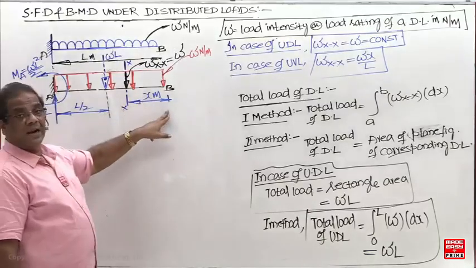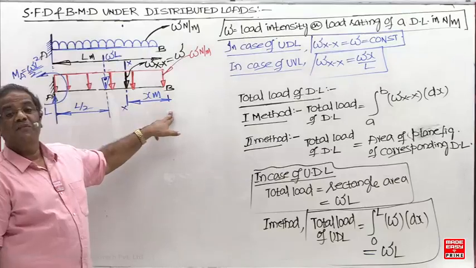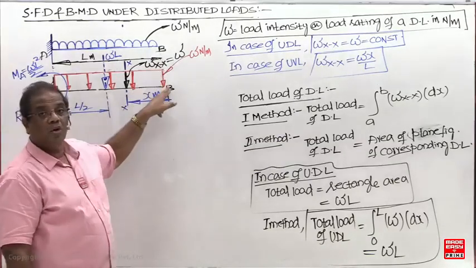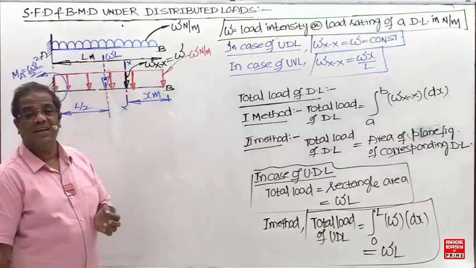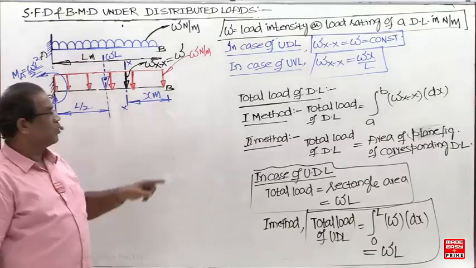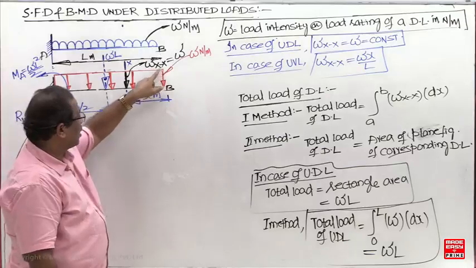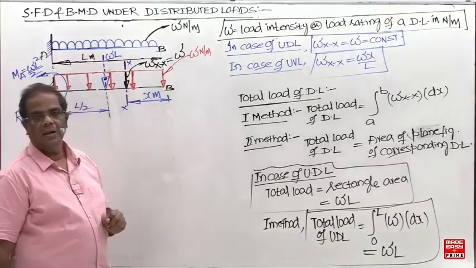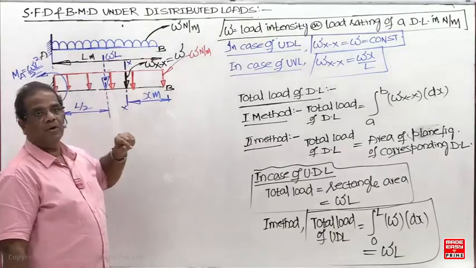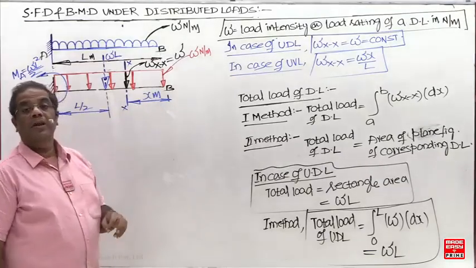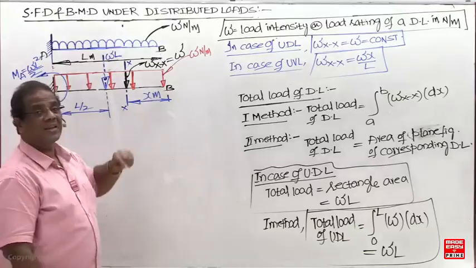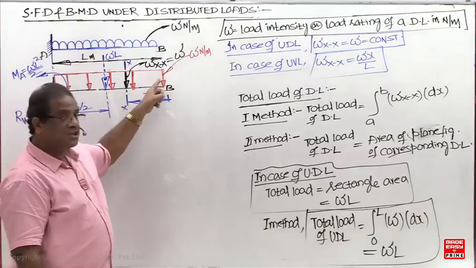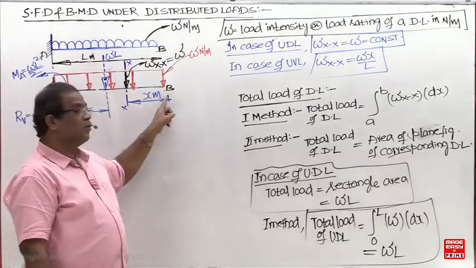But what are the shear force and bending moment at B? Both are 0. Why? There is no constant point load. To get a shear force, what is required? There should be a constant point load. Here there is no constant point load, it is the intensity. Therefore the shear force is 0. To get a bending moment, what is required? A bending couple. Therefore the shear force is 0 and the bending moment is 0.